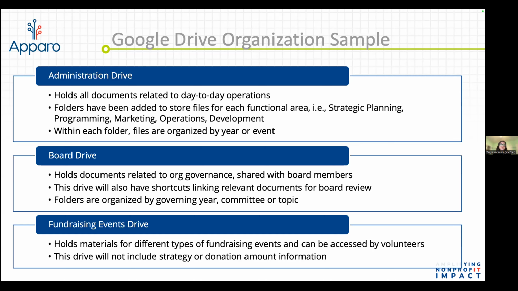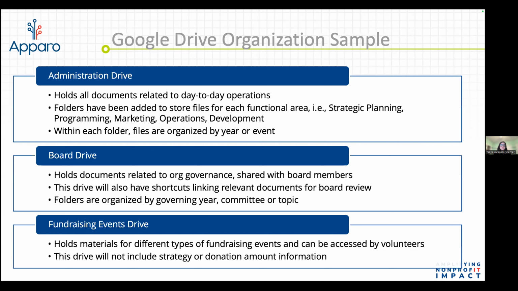There were folders that we created for this organization. We did it for each functional area. So there was a strategic planning folder, programming, marketing, operations, and so on. And then within each of those folders, we had files organized in another folder by year or by event type. That just helped keep everything a little bit more streamlined when you're looking at the screen and searching for something. We also created a board drive.